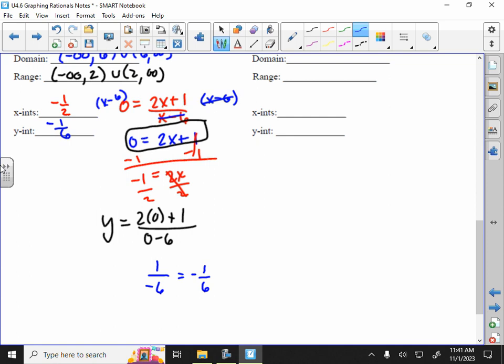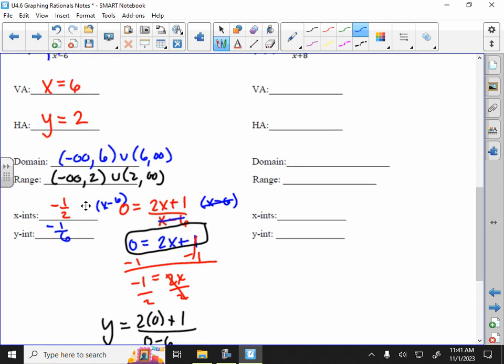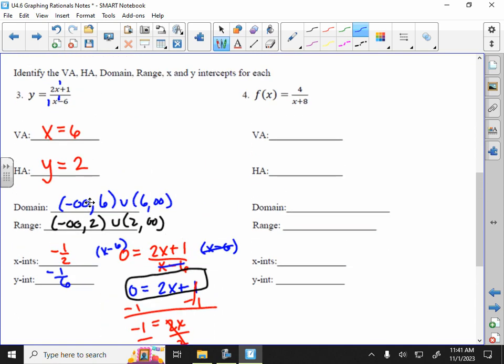Okay, all right, so let's do the next one. All right, so number 4, vertical asymptote, again, set the denominator equal to 0. Solve for x. X equals negative 8.